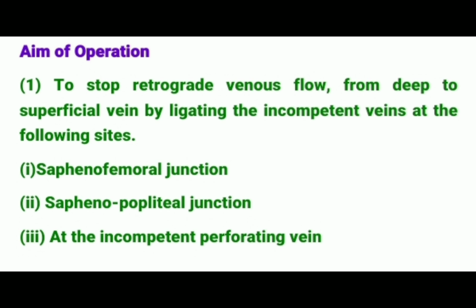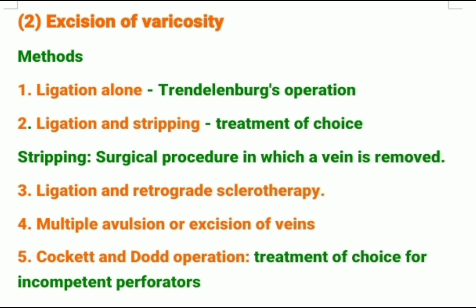Excision of varicosity. Methods: ligation alone, which is called as the Trendelenburg's operation. Ligation and stripping is a treatment of choice. Stripping means surgical procedure in which the vein is removed with the help of stripper. Number 3, ligation and retrograde sclerotherapy. Multiple avulsion or excision of veins. Cockett and Dodd's operation is a treatment of choice for incompetent perforators.